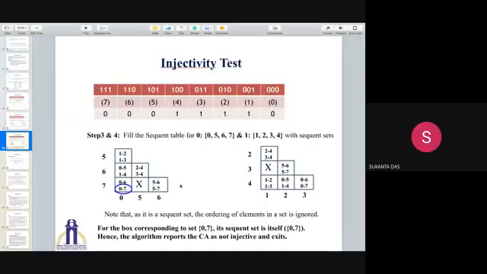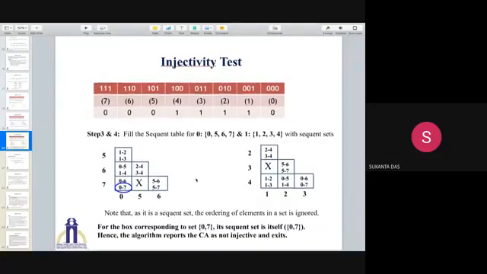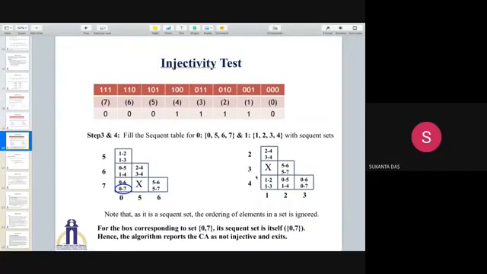Okay, any more queries? The proof of correctness I have given informally, and you have to do it formally.